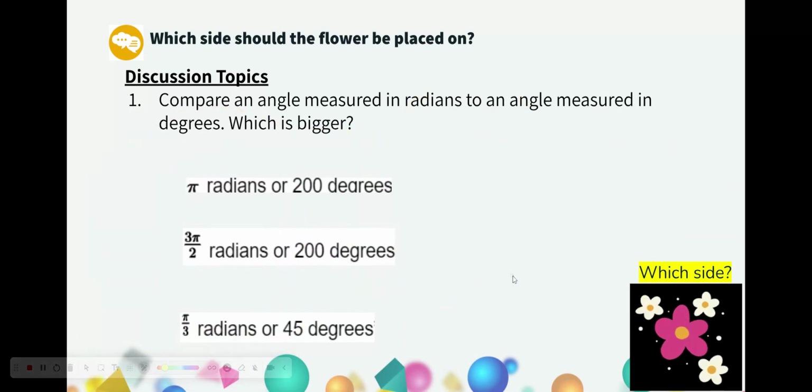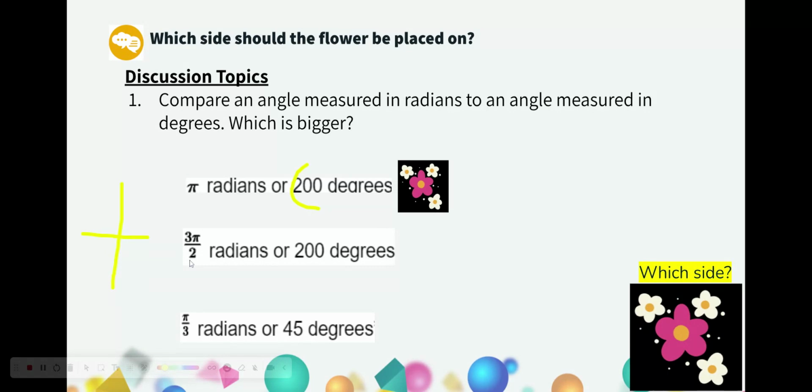So let me erase this one. Okay. Now, which side should the flower be placed on? As you remember the unit circle, you need to compare an angle measured in radian to an angle measured in degrees, which is bigger. Now, you may open your Desmos if you want and compare this one. So, pi would be 180, right? If it is in here. So, this is pi. So, 200 would be here. So, which one is greater? So, it's 200, right? So, the flower should be there.